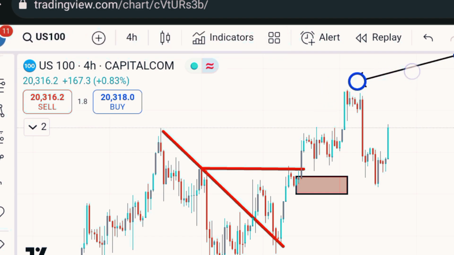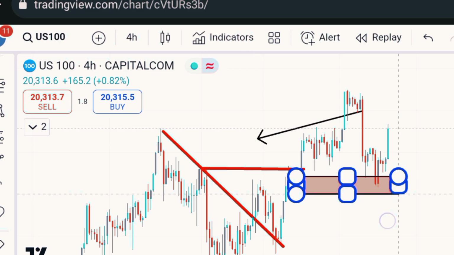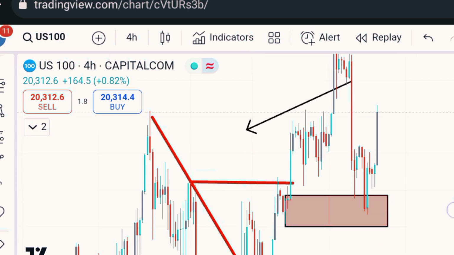You can see that this zone still remains intact. The market hasn't tapped into this zone yet. So what happened is, today the market comes into this very zone. As the market comes back into the zone, that is where you are going to take your trade from.